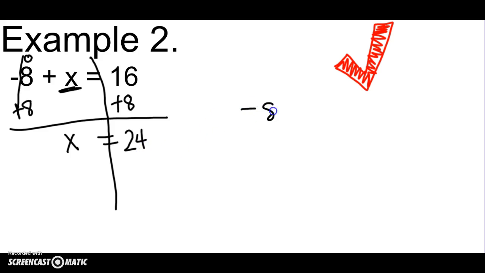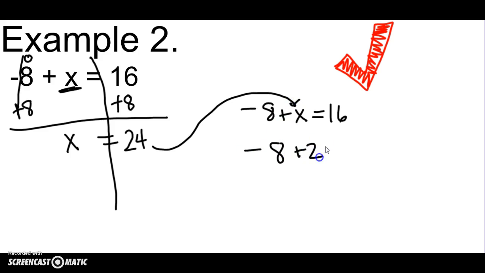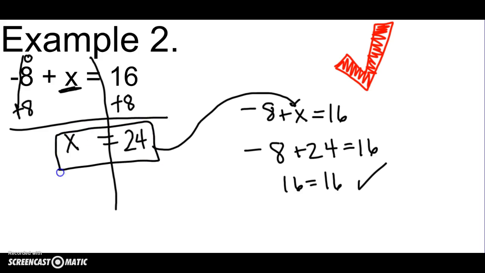We're going to rewrite our original equation, negative 8 plus x equals 16. I'm going to plug 24 in for x. Negative 8 plus 24 equals 16. I'm going to reduce this down, and I'll have 16 equals 16. So it looks like it checks out. My final answer is x equals 24.